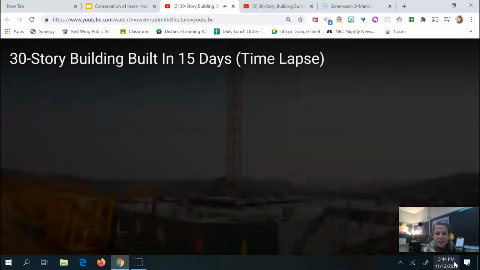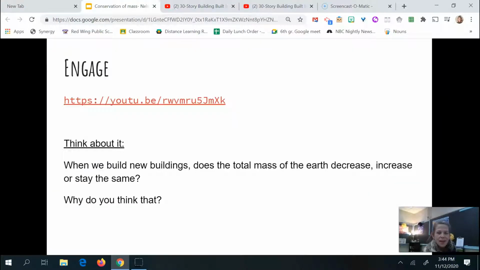All right, I'm going to pause that there, because it kind of shows you what happens in production of materials and how it's brought to the job site. And in 15 days, they created that building, which looks like it was a hotel. So be thinking about that. We're not going to answer that question yet. When we build new buildings, does the total mass of the earth decrease, increase, or stay the same?